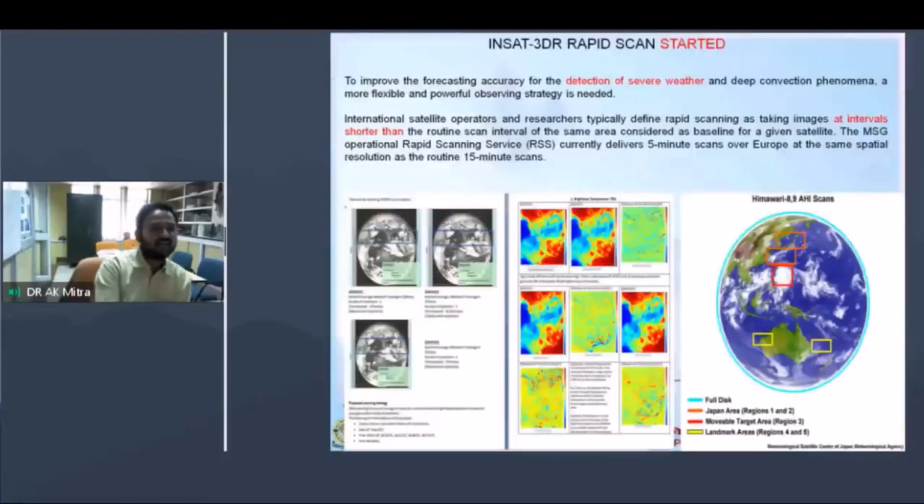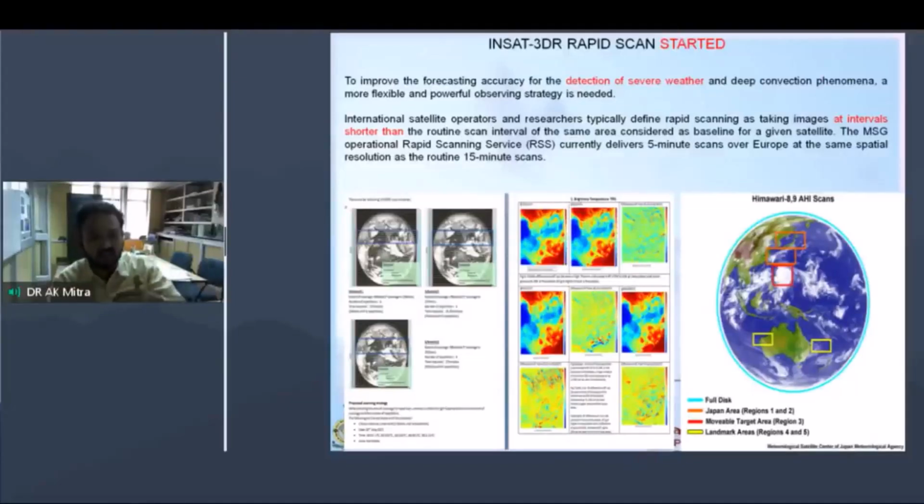And then recently, in the last 3-4 years, one of the best things we have started at IMD SatMet is improving the forecasting accuracy for detection of severe weather. We have started a rapid scan strategy. Rapid scan is an international strategy where you can scan a particular region every 5 minutes. So now we are able to scan during a cyclone every 5 minutes.